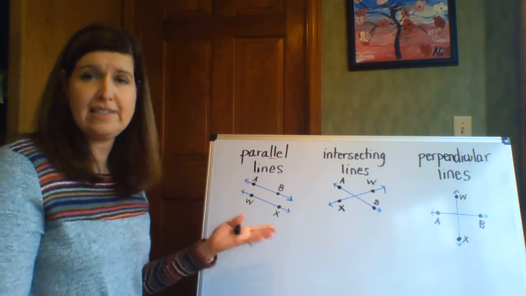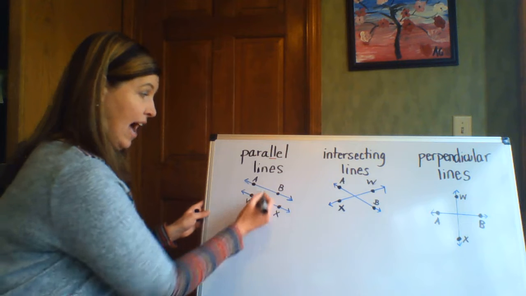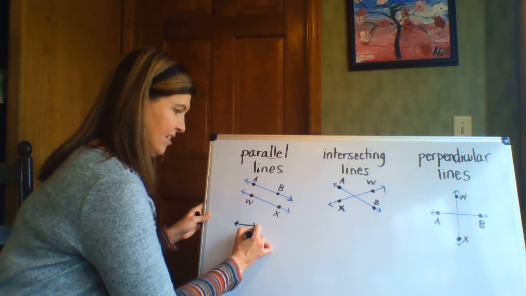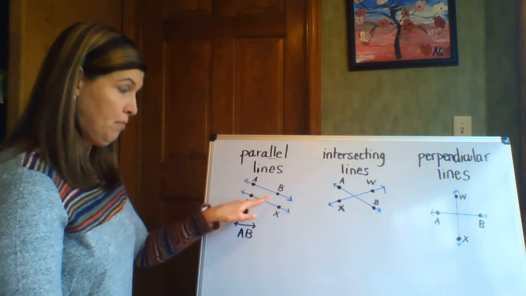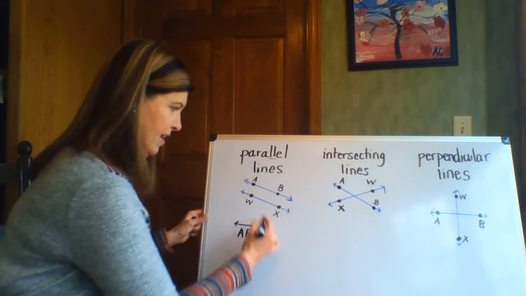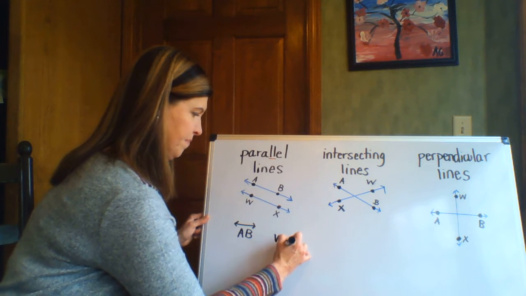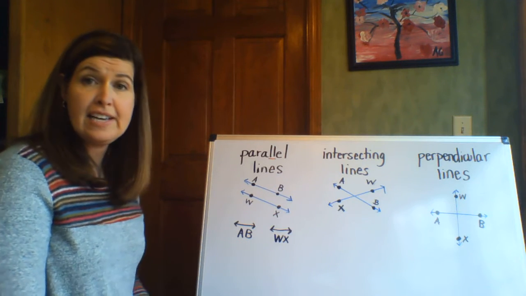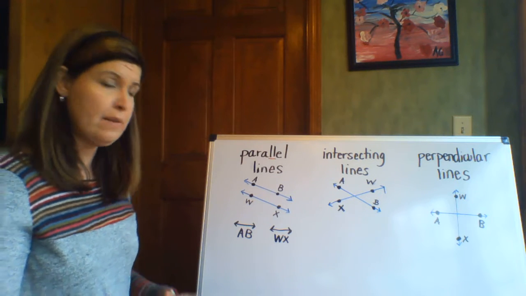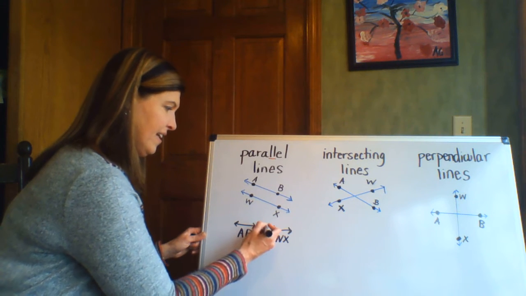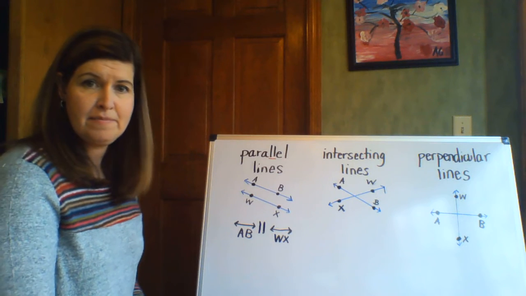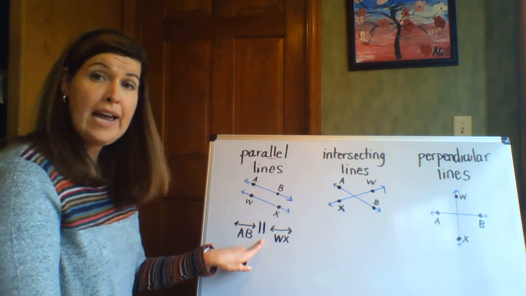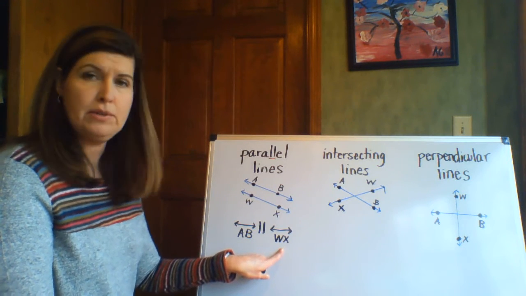Now, if I wanted to write this, I'm going to show you. I would write line AB. Remember how we did that yesterday? We wrote the points on the line and then the line symbol above. And this is line WX. Now, if I wanted to say these are parallel, the symbol for parallel lines is two parallel lines. If I was going to read this out loud, I would say line AB is parallel to line WX.